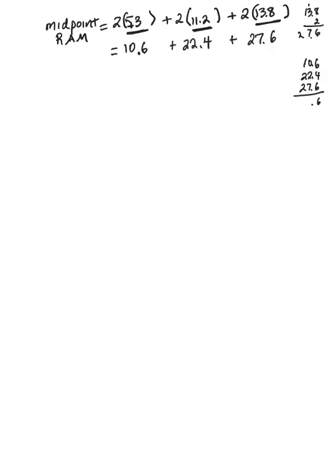Here we get 16, carry the 1. Here we get 7 and 2 is 9 and 1 is 10, carry the 1. And 2, 4, 6. So the answer is 60.6. Now the unit would be in ounces, because remember, we are multiplying minutes, we're multiplying minute by ounces, minute by ounces, minute by ounces.